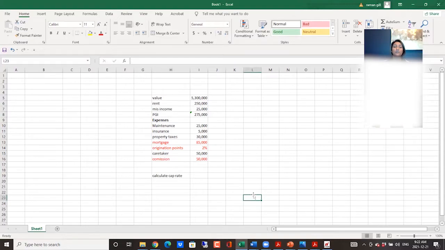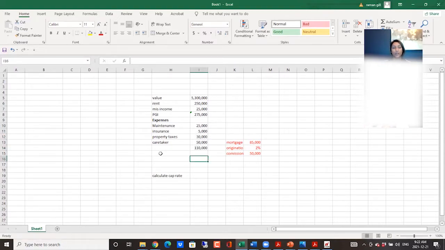So the first step here would be to take a look at what expenses are given, which ones will apply, which ones will count as operating expenses and which ones won't. So what we'll do with these is we'll just move them out of the way. Same thing with commission, it's a below the line expense, we won't count it. So we'll just get this out of the way. Now these are our operating expenses. We add them all together and we get 110,000 in our operating expenses.